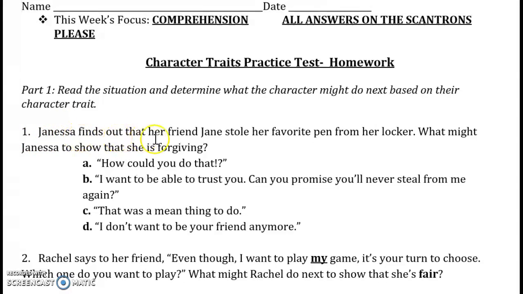Janessa finds out that her friend Jane stole her favorite pen from her locker. So I'm going to go ahead and highlight stole because that is definitely a key word here. And I also want to make note that stole is a negative character trait. So Janessa finds out that her friend stole her favorite pen from her locker. What might Janessa do? I'm assuming that's what it's supposed to say. What might Janessa do to show that she is forgiving?